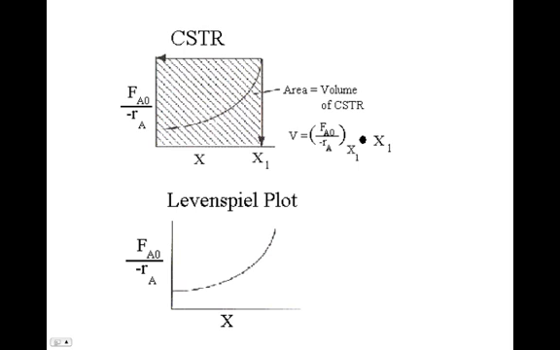We could, however, decrease the total necessary volume by using two CSTRs in series. Two CSTRs in series, first V1 and then a volume V2, would have the same exit conversion as our original CSTR, but you can see that the volume would be much less.